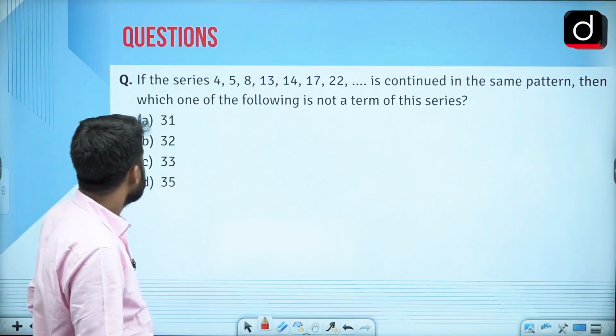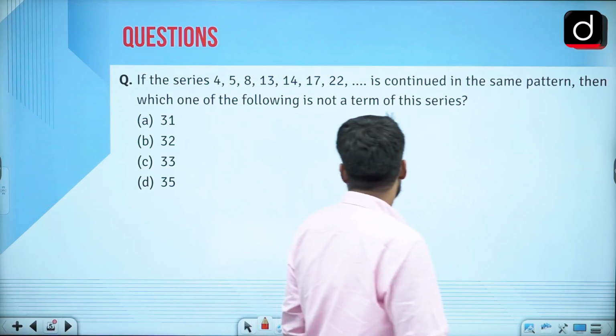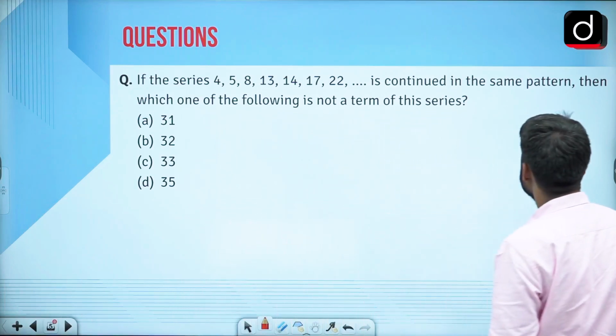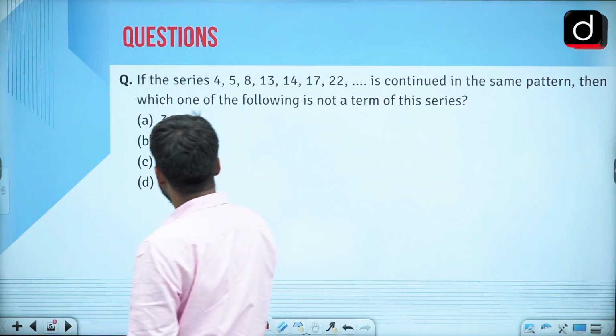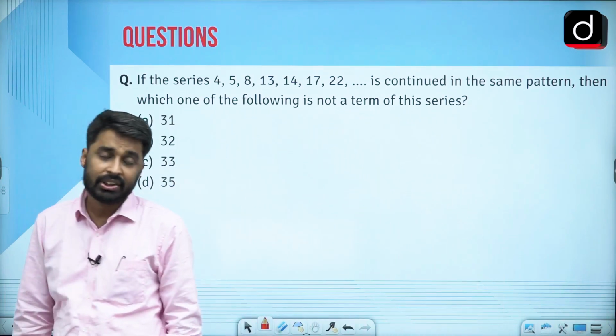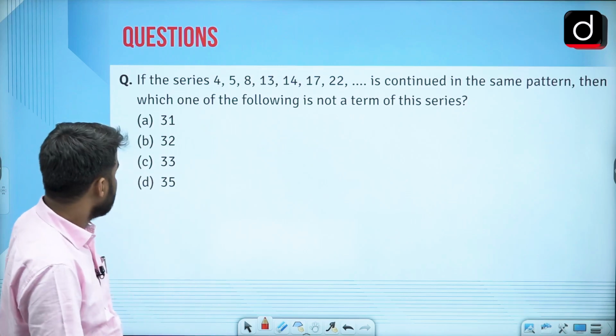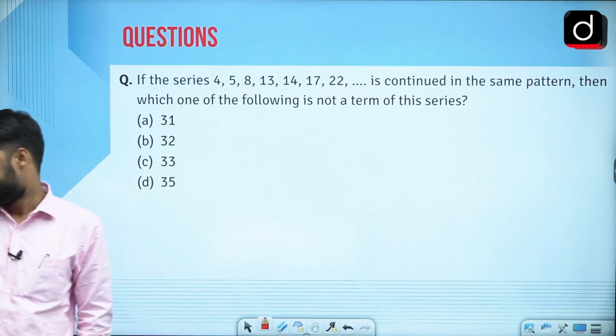So this is my question: if the series 4, 5, 8, 13, 14, 17, 22 is continued in the same pattern, then which one of the following is not a term of this series? This is a number series question. Please read the question carefully and solve it.